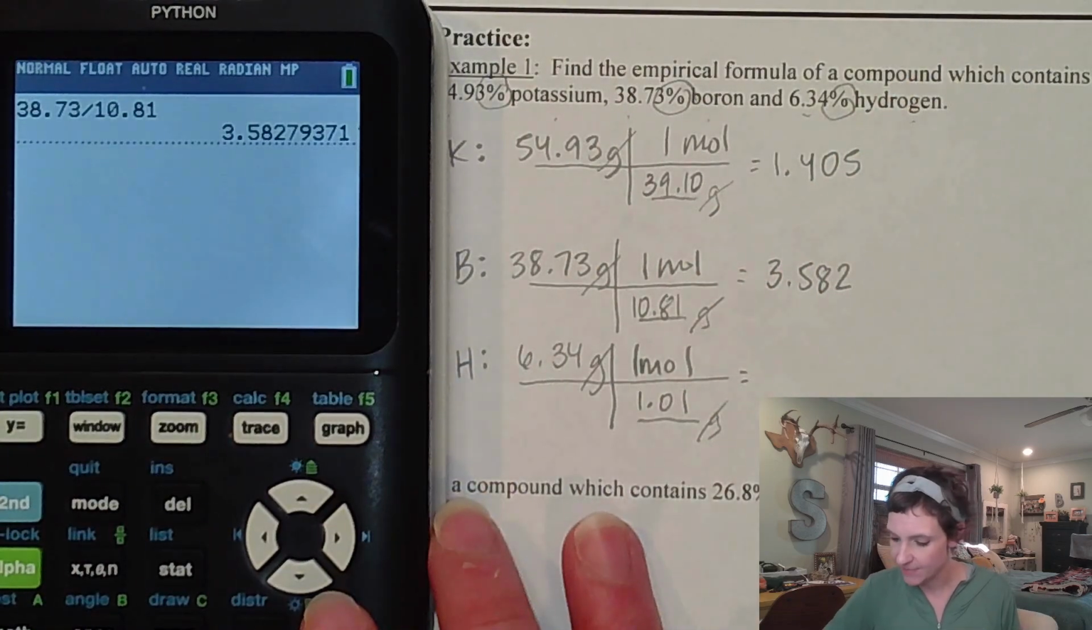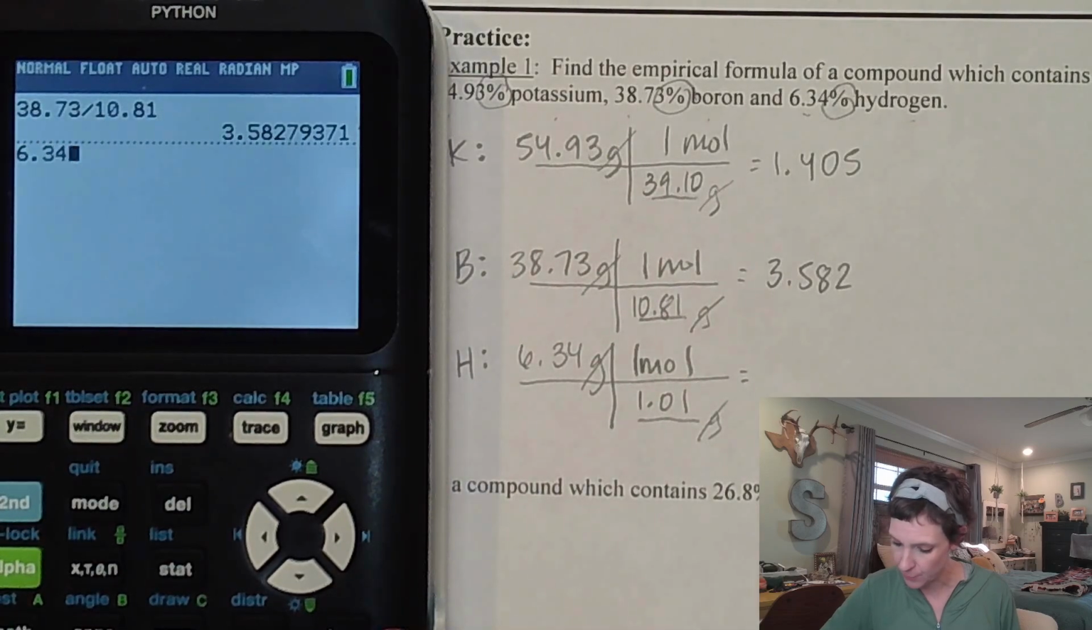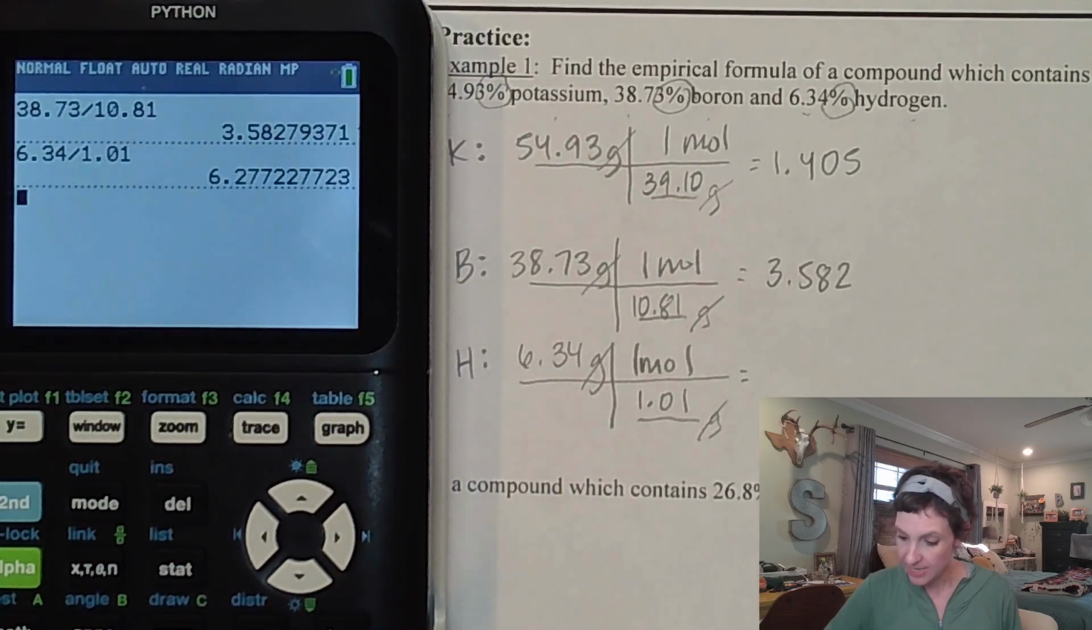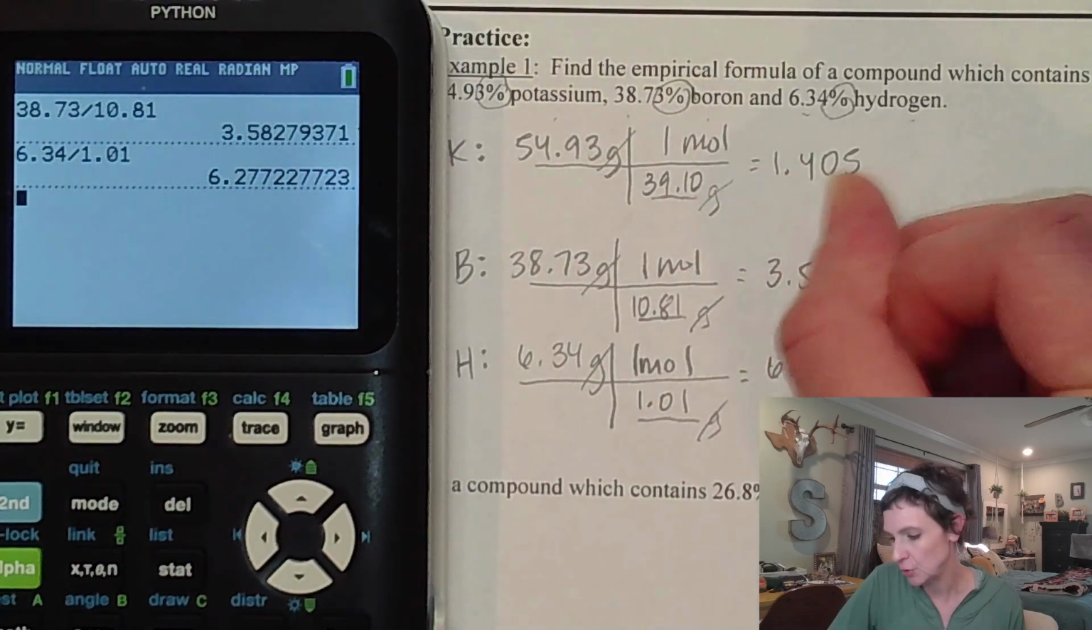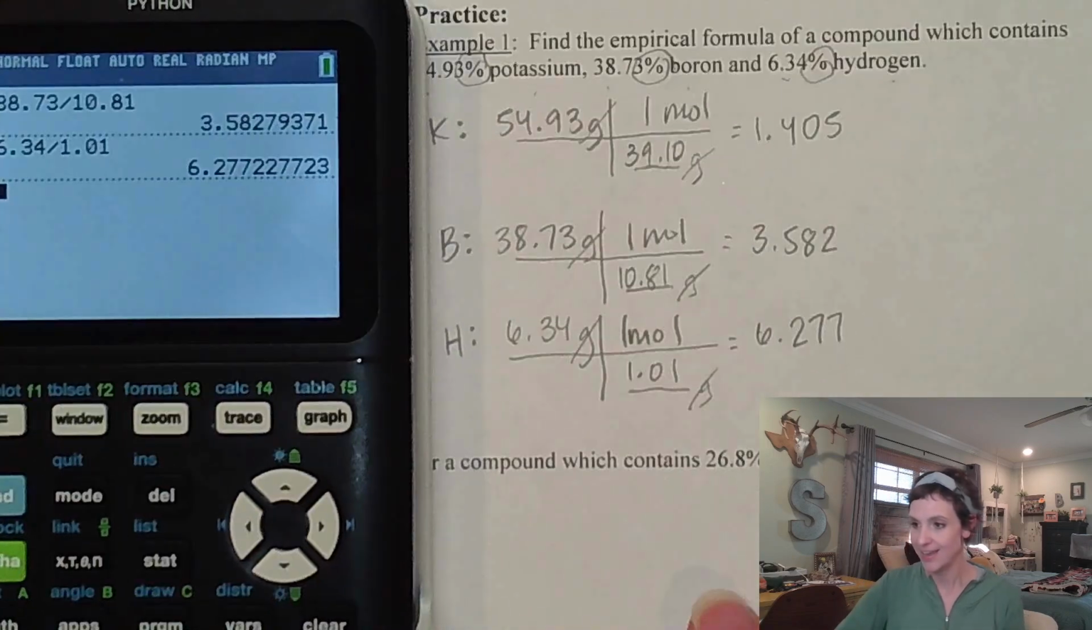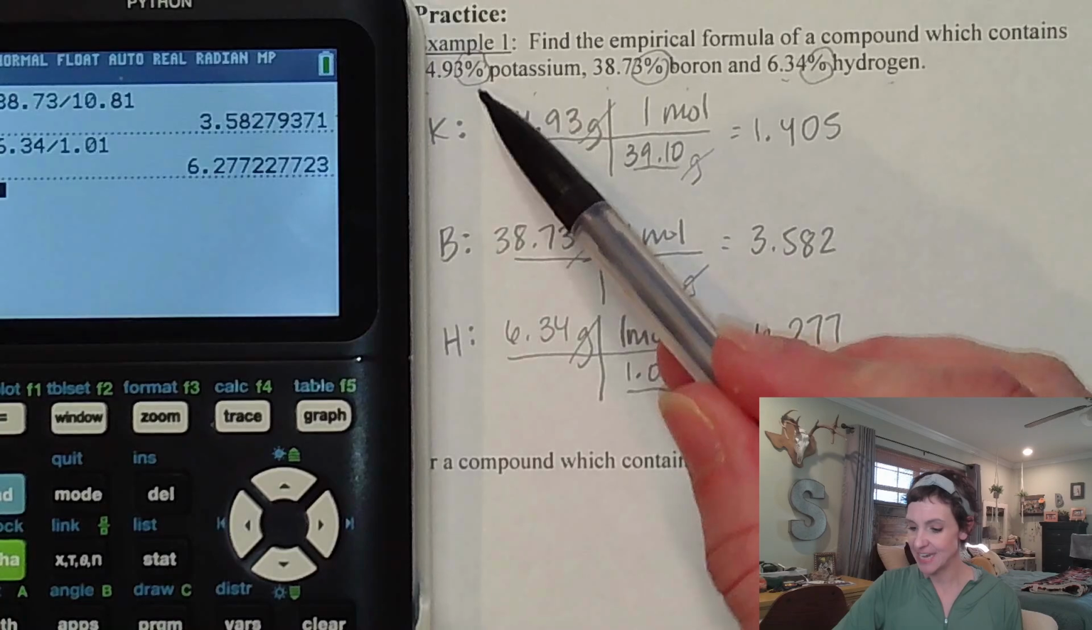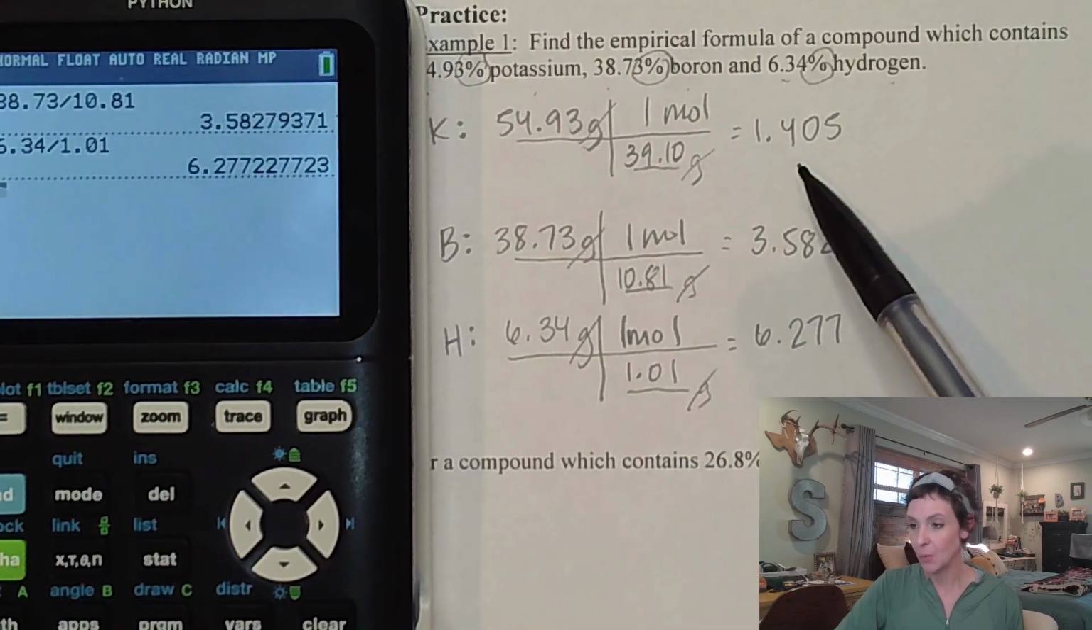And then finally, I've got my hydrogen, 6.34 divided by 1.01. And so hydrogen, I'm getting about 6.277 moles. Okay. Y'all, we have done this. Percent to mass. Mass to mole. What's the next step?